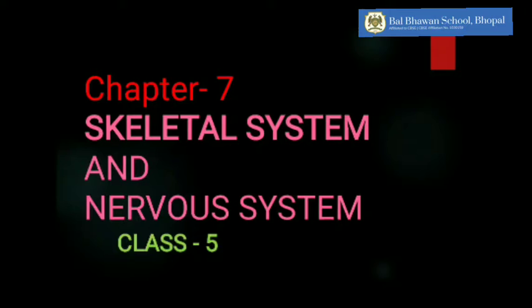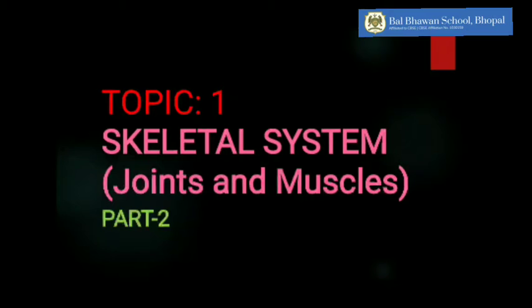In today's video we will do chapter number 7, skeletal system and nervous system. You know that we have already started this chapter in the previous video. We'll continue the same today. Now we are doing topic number 1, skeletal system. In the previous video we did parts of the skeleton. In this video we'll do joints and muscles.